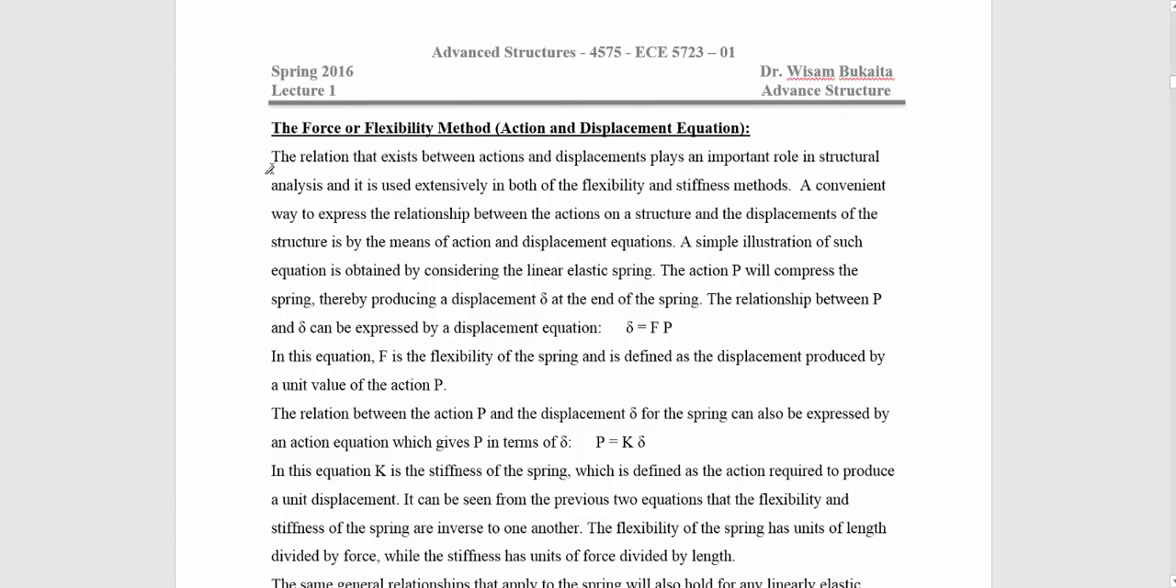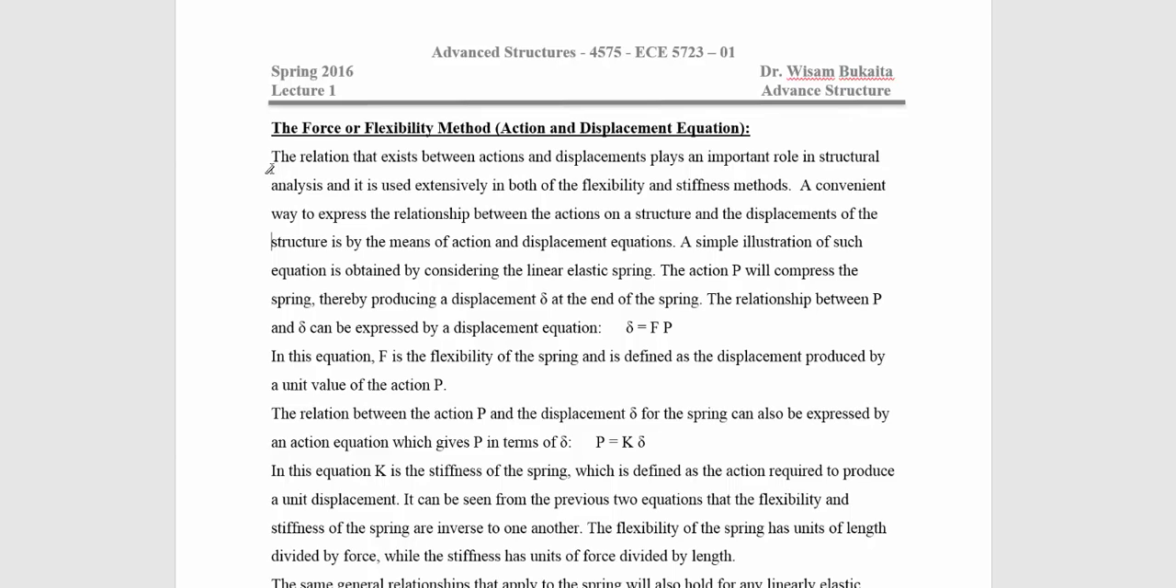Hello students, today we'll talk about the force or flexibility method. Remember from last lecture, we classified the structures into stable structures and unstable structures. The stable structures are classified into two parts, indeterminate structures and determinate structures. And remember from last lecture, we can solve the determinate structures by using equilibrium equations.